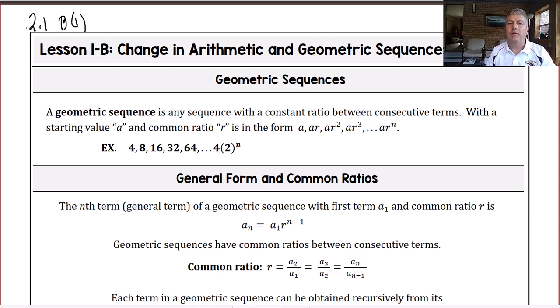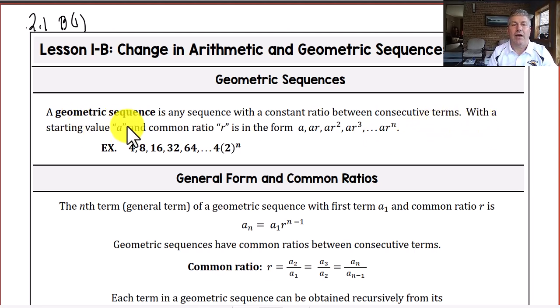Welcome back. The objective of this video is to introduce geometric sequences. A geometric sequence is any sequence with a constant ratio between consecutive terms. So in an arithmetic sequence, it was a common difference, but now we're looking at the ratio of the consecutive terms.